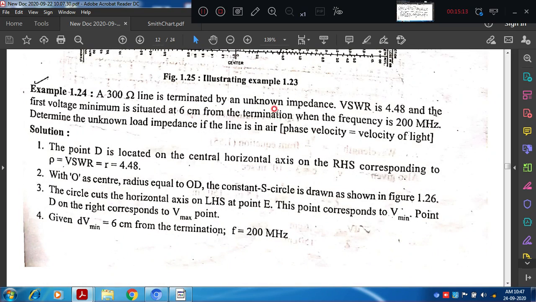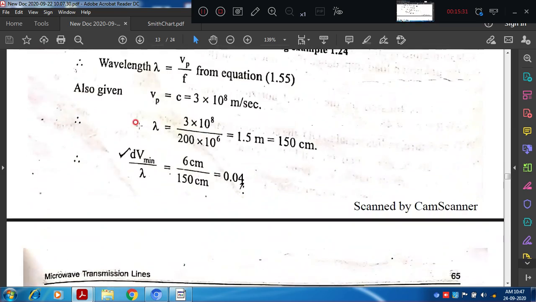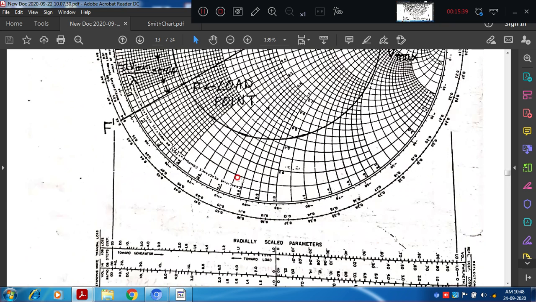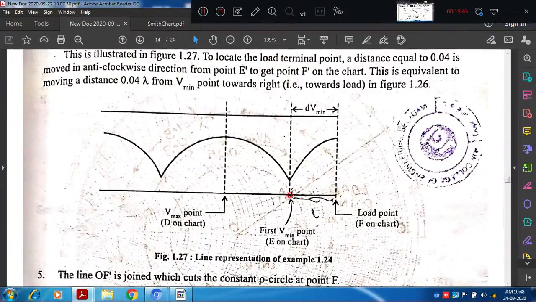In the second case, what they have given is the rho circle, that is 4.48, as well as Z0, and dV minimum, meaning the first voltage minimum from the load point. For that we need to find lambda also. I identified lambda by a formula, and then dV minimum by lambda also. Now, listen, this is very important. From this dV minimum point, if I move dV minimum by lambda distance towards the load, there I will get ZL.